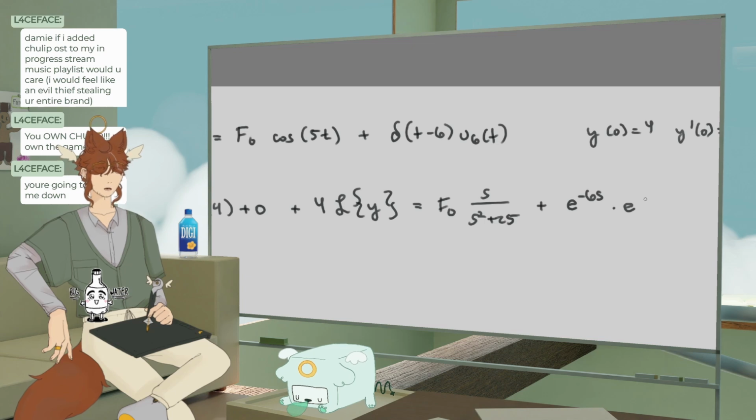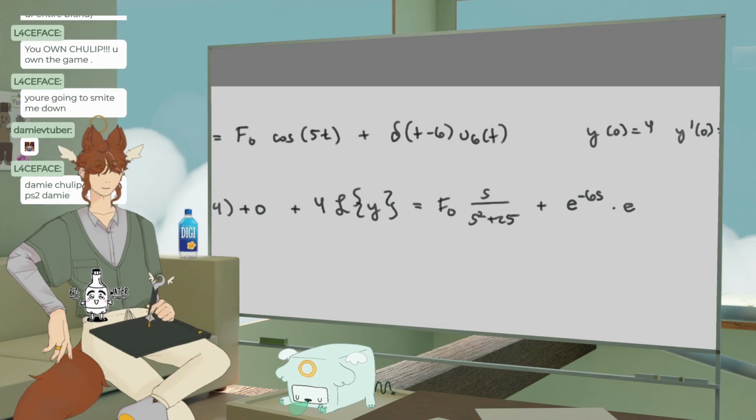Why did I do so many steps in one step? Where's my Laplace? You're gonna smite me down? Oh wait, I have a perfect emote for this. I never get to use this emote. There we go. Tulip is for the PS2. I know I don't have a PS2. I thought you said Tulip is for the PS2 Damie, and I was like, who's the PS2 Damie? I'm the PS1 million, baby. I'm a PlayStation they don't even make yet.